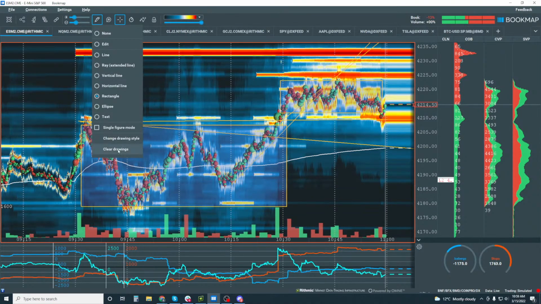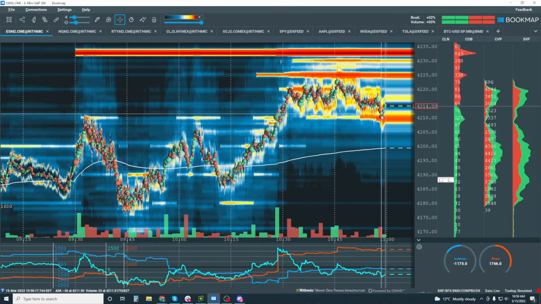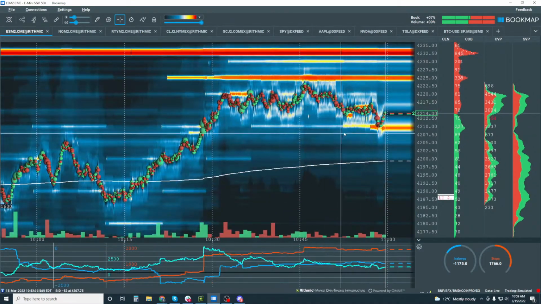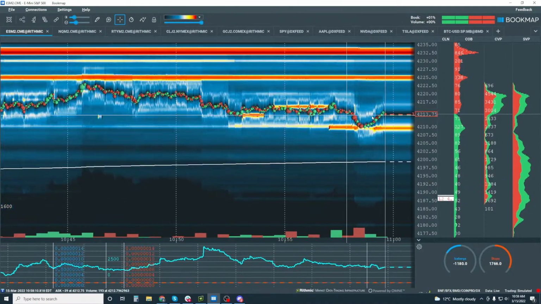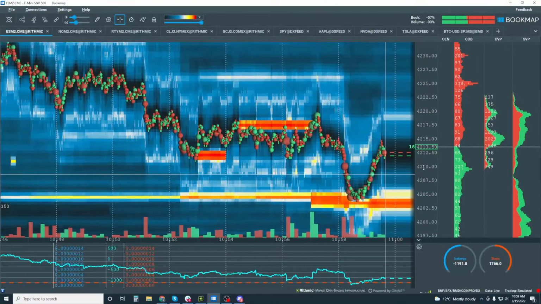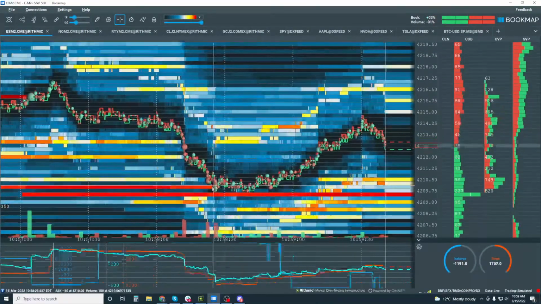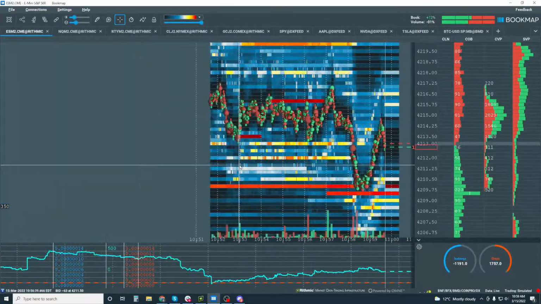Okay, let's get rid of all of these drawings again. Okay, and we're bouncing off of it. Bouncing off of 10. They didn't even stay in the order. Yeah, they did. They stayed and transacted.